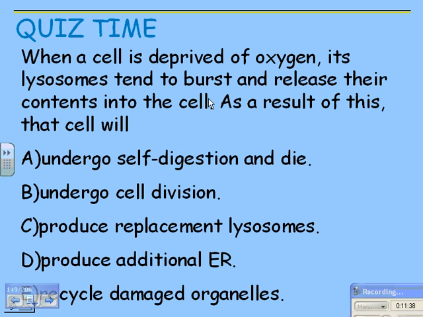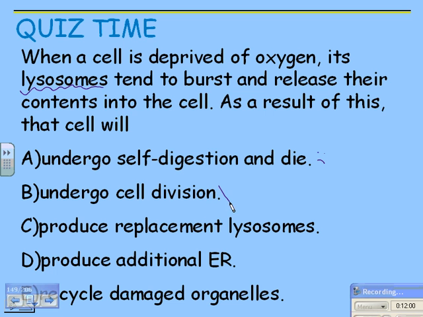When a cell is deprived of oxygen, so it doesn't get enough oxygen, that means it can't do cellular respiration. Its lysosomes tend to burst and release their contents into the cell. Lysosomes have digestive enzymes. That can't be a good thing for the cell. As a result of this, the cell will undergo self-digestion and die. Yeah, that's kind of a bummer.